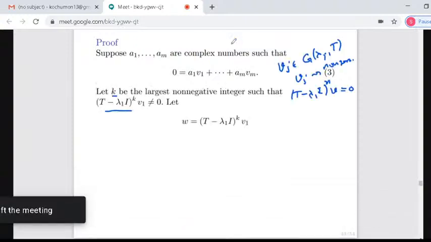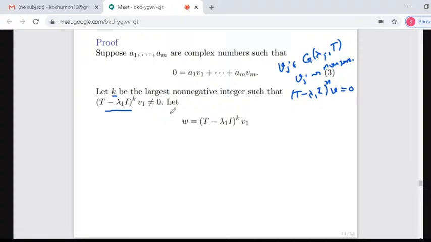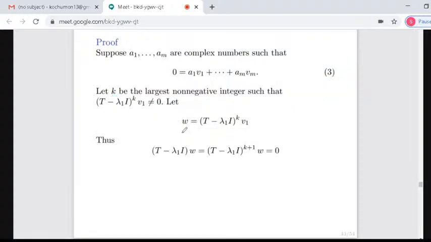Now, let k be the largest non-negative integer such that (T minus lambda 1)^k v1 is not zero. Let w be equal to that element. W is a non-zero thing. Now, you apply T minus lambda 1 to w, and this is equal to 0. That means w is in the null space, isn't it? That means Tw is equal to lambda 1 w.